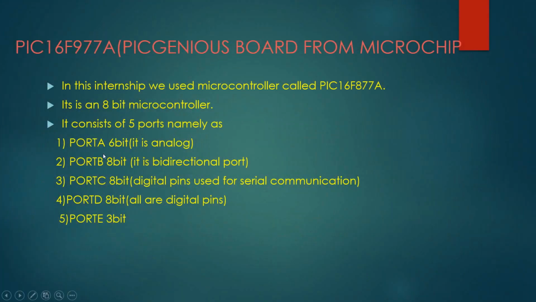This microcontroller consists of 5 ports, namely A, B, C, D, E. Port A is 6-bit, and port B is 8-bit. We use these 8 bits as bidirectional pins, and port C is also 8-bit. We use these pins as digital pins for serial communication, and port D is also 8-bit. We use this as digital pins, and port E is 3-bit. We use these ports based upon our application and our uses.